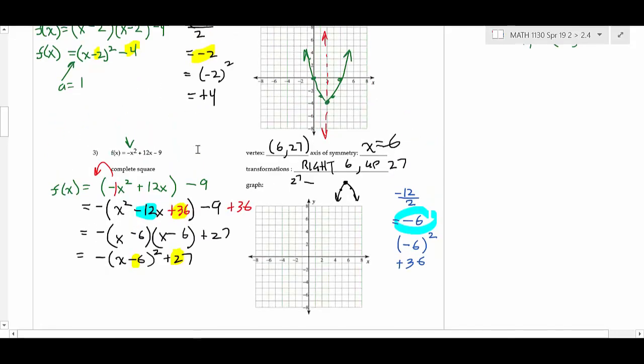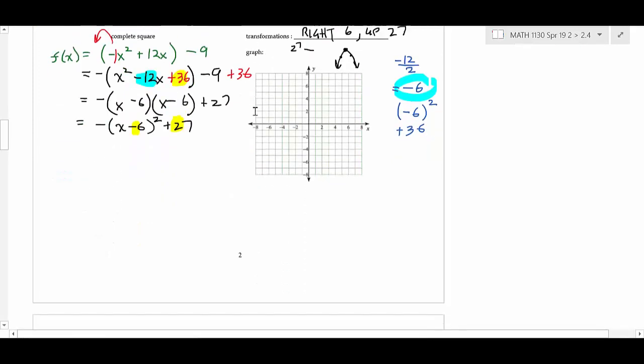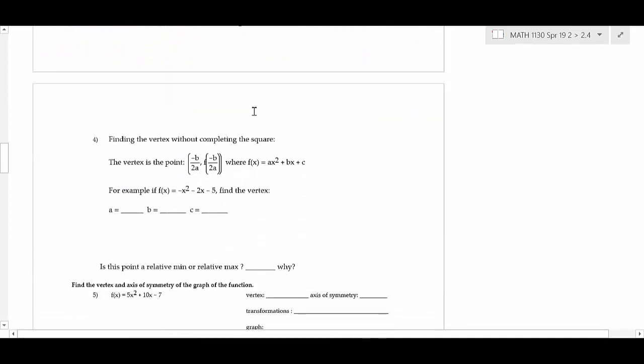So is there any question what I did on that problem? That one's kind of tricky with the negative, okay? Okay, now I'm going to teach you the other way to do it, okay?